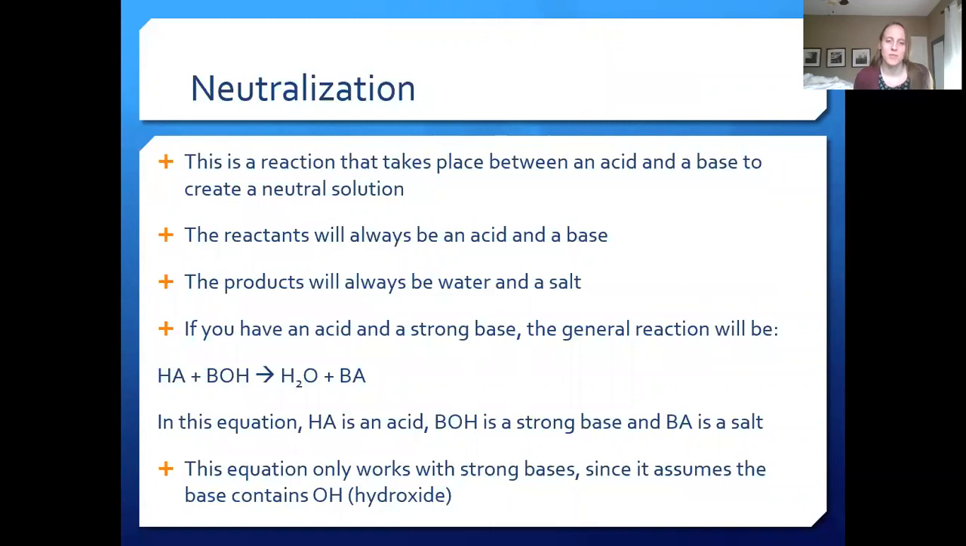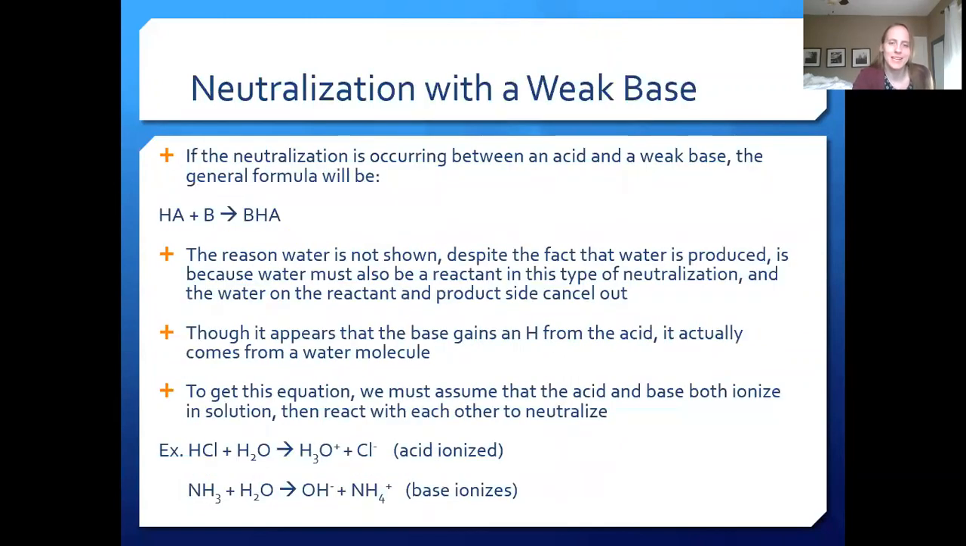This equation does only work for bases that contain a hydroxide. There are other ways of finding neutralization reactions for bases that don't include a hydroxide. In that case, you actually just take the acid and the base and squish it all together.